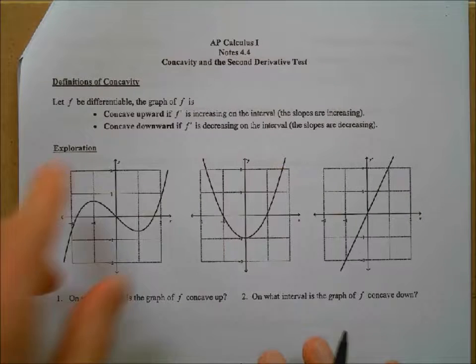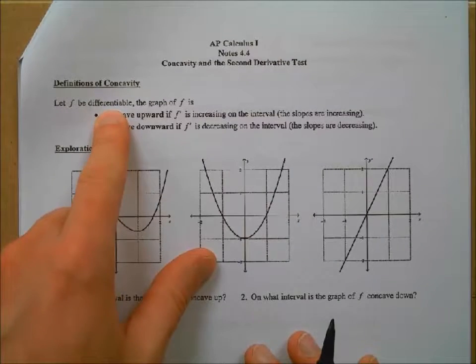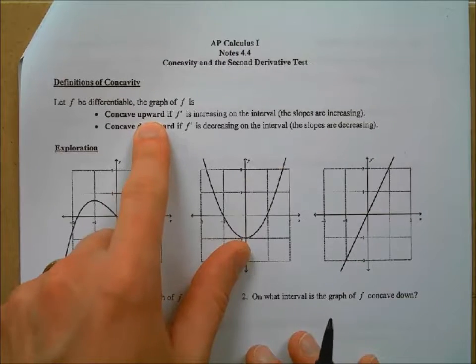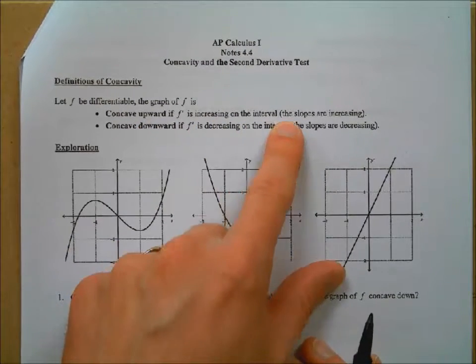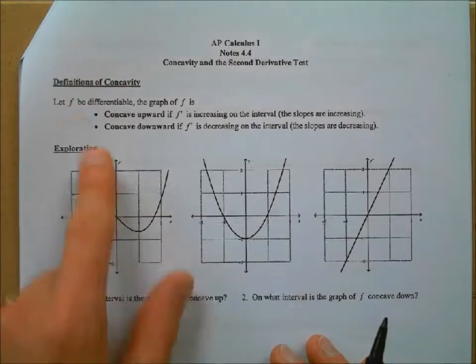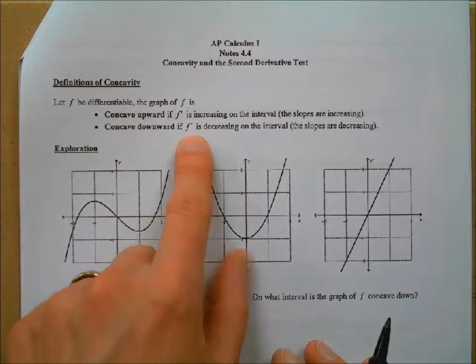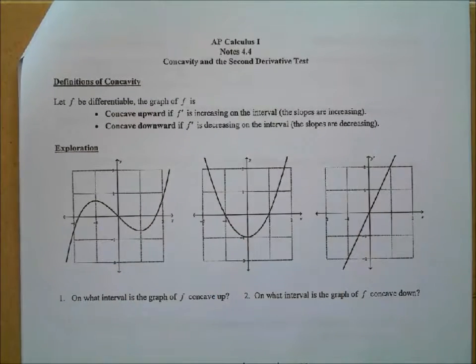Okay, so definition of concavity: let f be differentiable. The graph of f is concave upward if f prime is increasing on the interval. In other words, the slopes are increasing. We'll say that f is concave downward if f prime is decreasing on the interval. In other words, the slopes are decreasing.